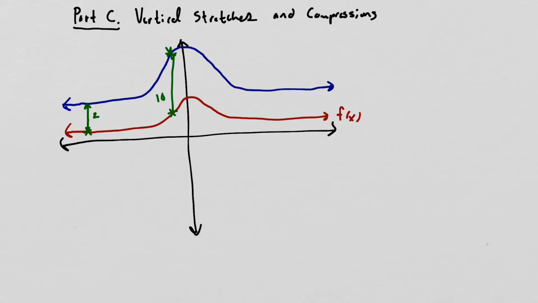Again, if our red function is f of x, then to vertically stretch or compress this, what we're going to do is multiply f of x by some constant c here. Let's summarize this on the next page.